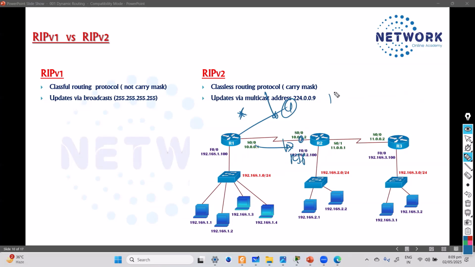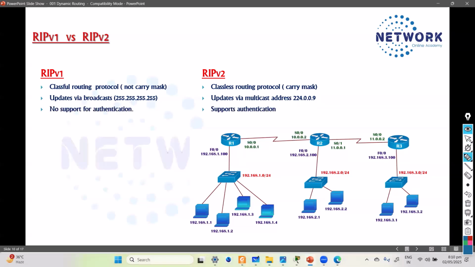Whereas the broadcast is irrespective of whether you are running it or not, you will listen to that update. That's the difference. So it is more a customized way to send the update only to the routers which are running RIP, not to everyone. Which means even though the interface is enabled and it will send the update, the opposite device is not going to listen to those updates or respond to that.